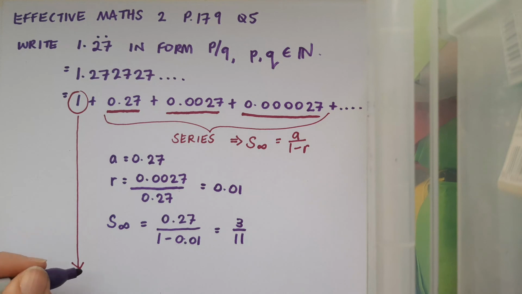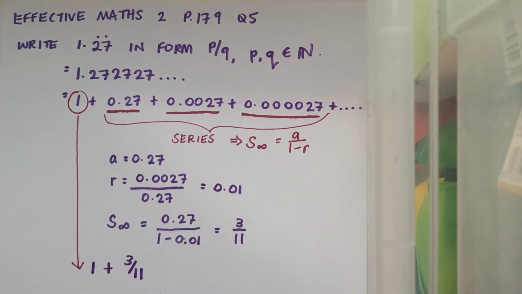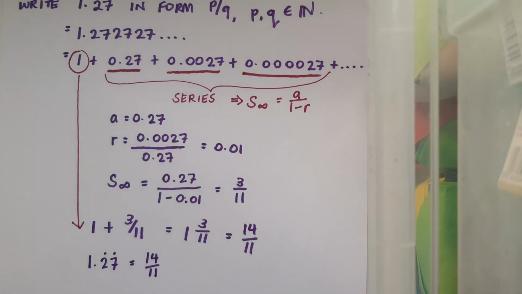So now what I'll do is I'll take that 1 and I'll add the 3 over 11 to it. Obviously this gives me 1 3/11. I've been asked at the beginning of the question to write my answer in the form p over q, so I want to write this as an improper fraction. And 14 over 11 is my final solution. So 1.2 recurring, 7 recurring in fraction form is 14 over 11.